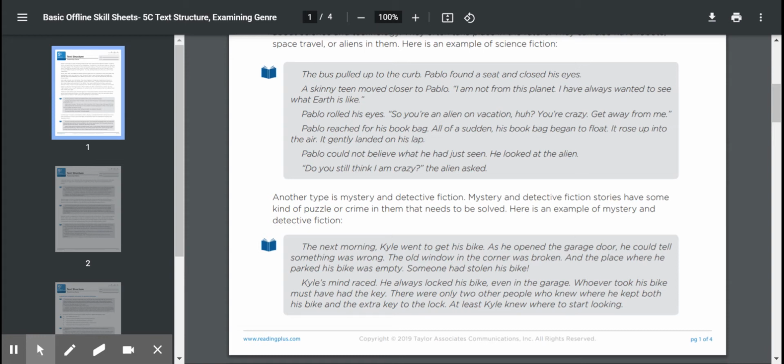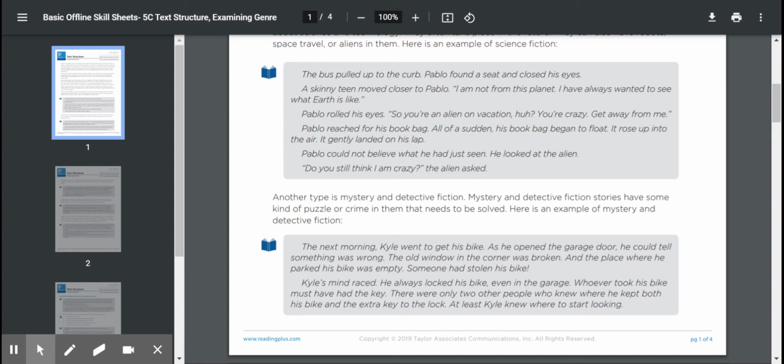The bus pulled up to the curb. Pablo found a seat and closed his eyes. A skinny teen moved closer to Pablo. "I'm not from this planet. I've always wanted to see what Earth was like." Pablo rolled his eyes. "So you're an alien on vacation, huh? You're crazy. Get away from me." Pablo reached for his book bag. But all of a sudden, his book bag began to float. It rose up into the air. It gently landed on his lap. Pablo could not believe what he had just seen. He looked at the alien. "Do you still think I'm crazy?" the alien asked.